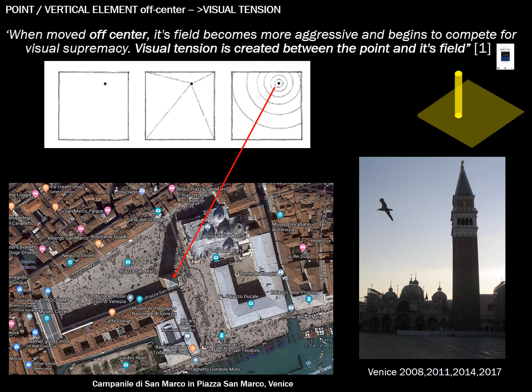So anyway, you can see now that if you move the tower off center, so you saw in St. Peter's Piazza, it was in the center and defined like a circular space. Well, no, this is askew here. So when moved off center, its field becomes more aggressive and begins to compete for visual supremacy. Visual tension is created between the point and its field.